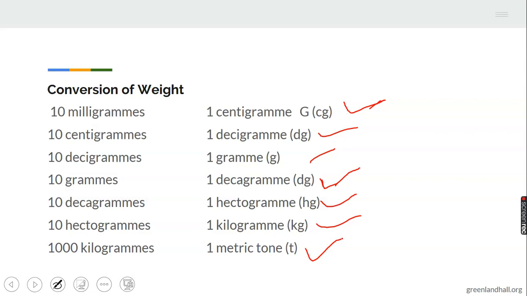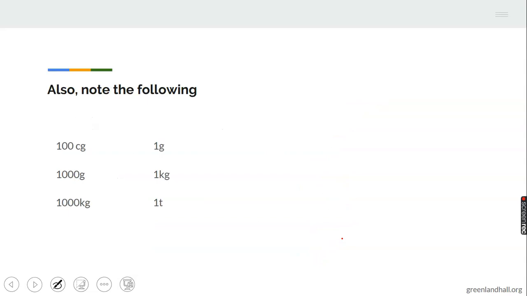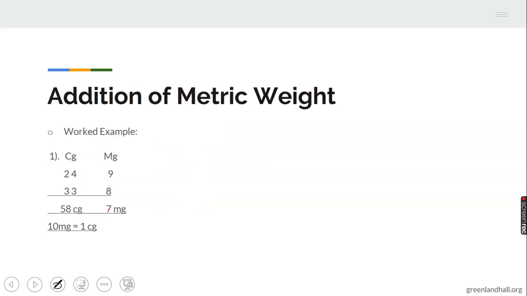Now, these are the basics, and these are all the units of measuring weight that we have. But take note of these basics. We have 100 centigram as 1 gram. The cg there means centigram. 1,000 gram is 1 kilogram. And then 1,000 kilogram will now give you 1 ton. Is that taken? 100 centigram is 1 gram. 1,000 gram is 1 kilogram. And 1,000 kilogram is 1 ton.